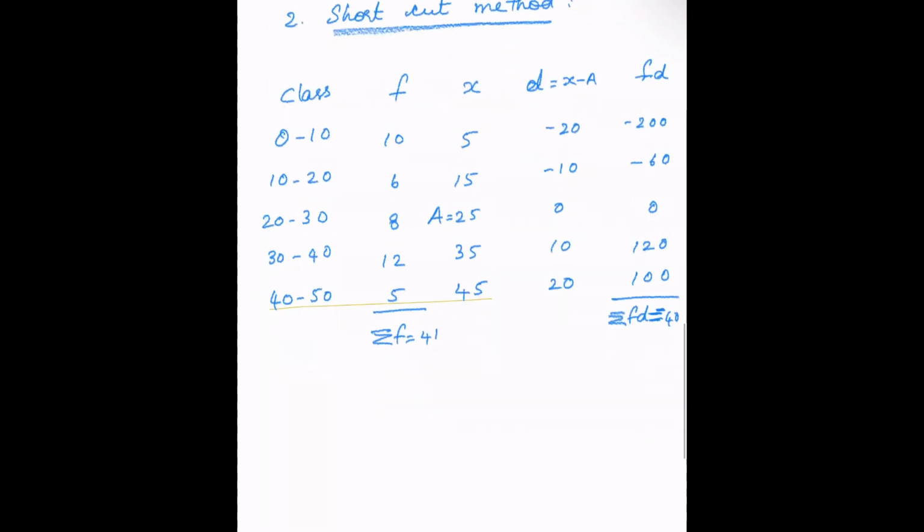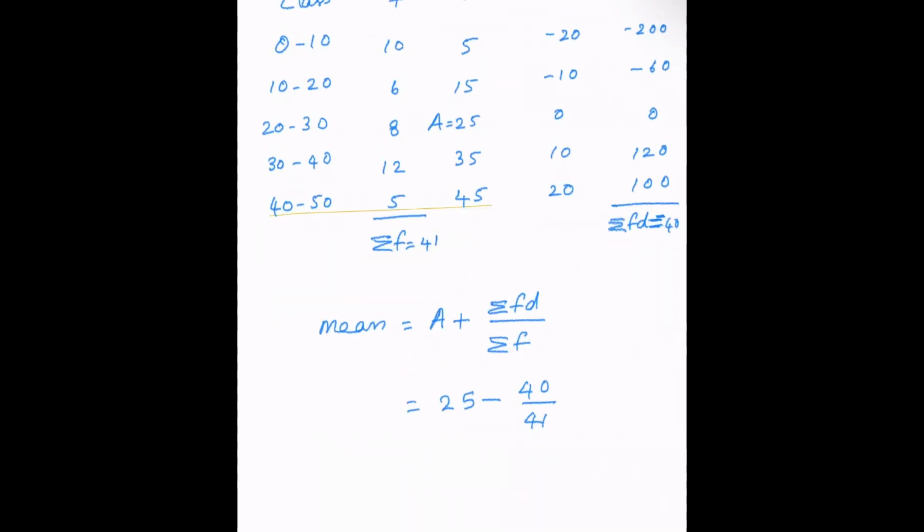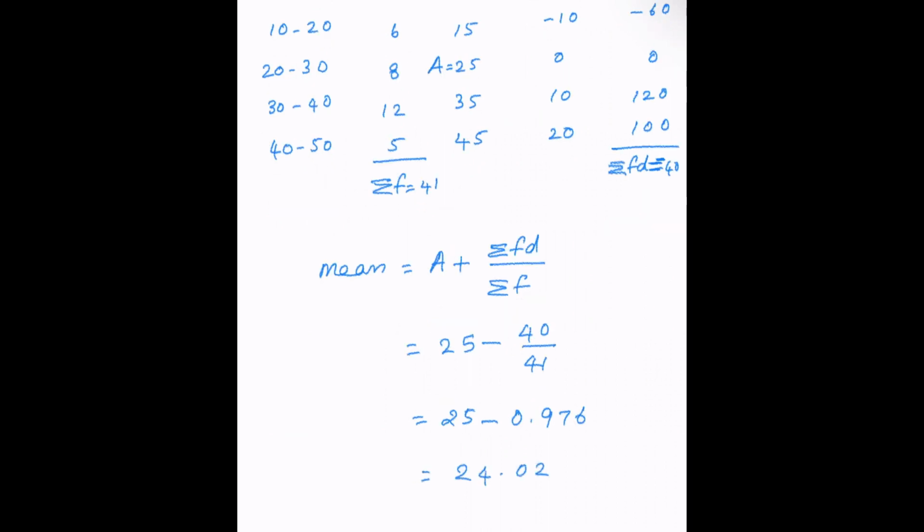Now, what is our shortcut method formula? Mean is equal to a plus sigma fd divided by sigma f. This is the formula. So what was my a? 25 minus, why am I giving minus? Because 40 was negative 40, okay? So now 40 divided by 41. So what does this give? 25 minus 40 by 41, 24.02.